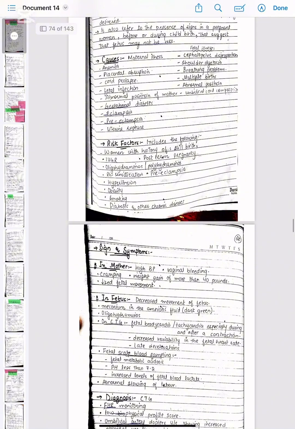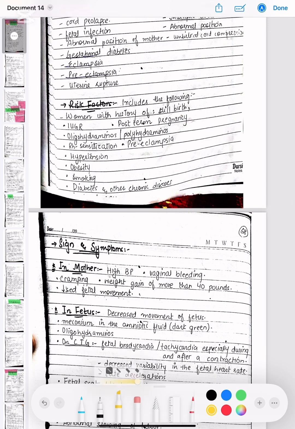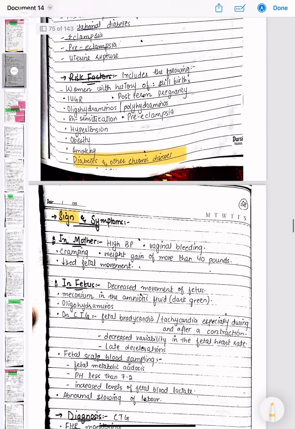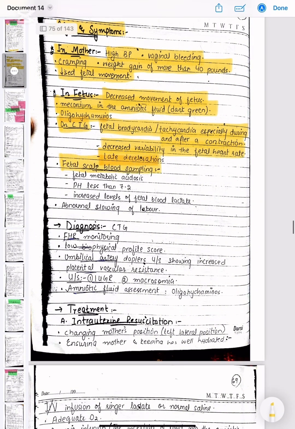Okay, so these are the risk factors which include the woman with history of stillbirth and hypertension, diabetes, smoking, and other chronic disease. The signs and symptoms in the mother are high BP, vaginal bleeding, cramping, weight gain of more than 40 pounds, and decreased fetal movement. And in the fetus, the signs are decreased movement of the fetus, meconium in the amniotic fluid, which is dark green, and oligohydramnios. On CTG, fetal bradycardia or tachycardia, especially during and after contraction, and decreased variability in the fetal heart rate, late decelerations. The fetal scalp blood sampling shows fetal metabolic acidosis, pH less than 7.2, increased levels of fetal blood lactate, and abnormal slowing of the labor.